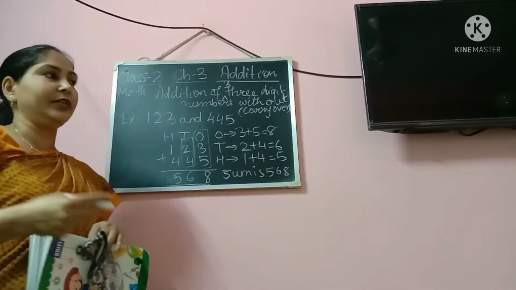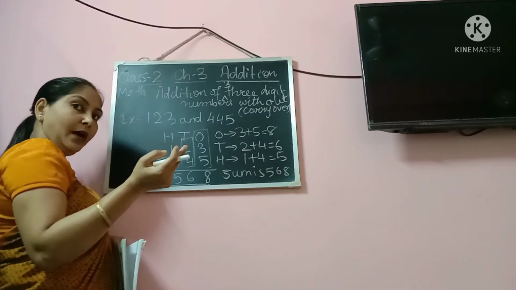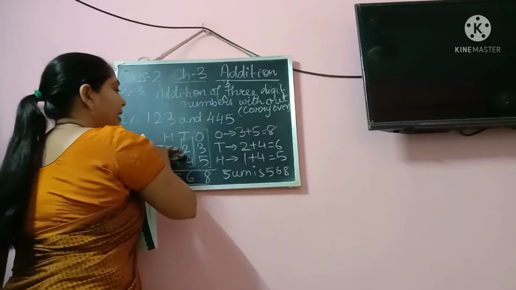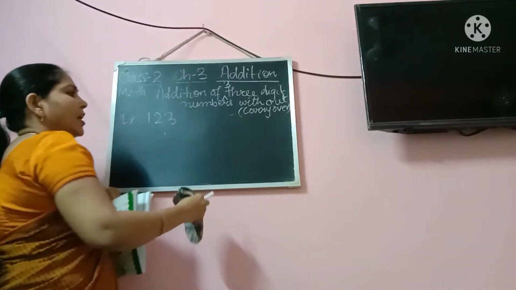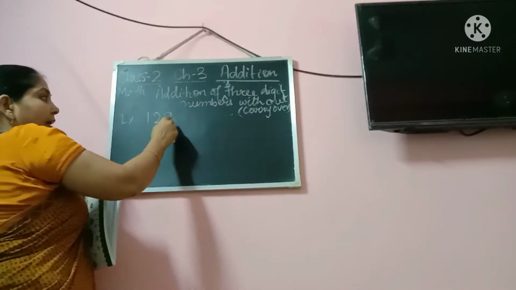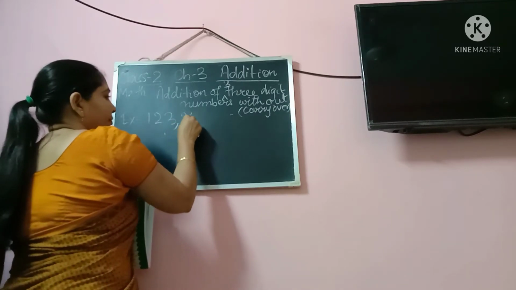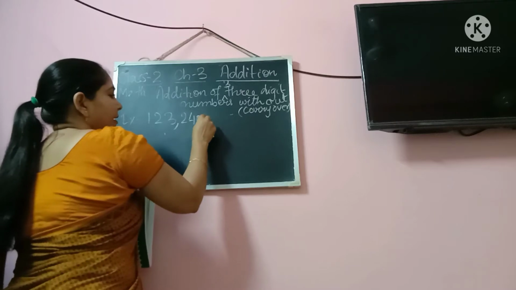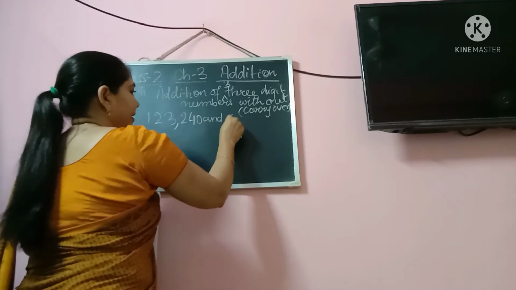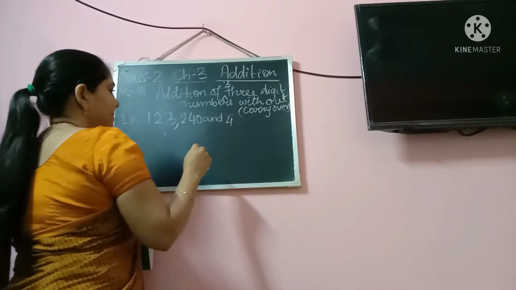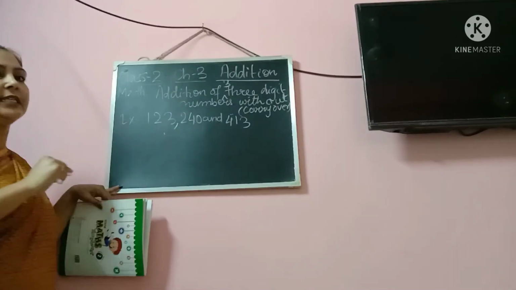So let us write 3-digit number. What is the meaning of this? Now here we have 2 numbers. Okay, I will add one more number. That will be again without carrying over. How? Let's see. Okay, these are the numbers. Say 123. Then let's take 240. And one more number, let us say 413. Okay, so these are the 3 numbers.